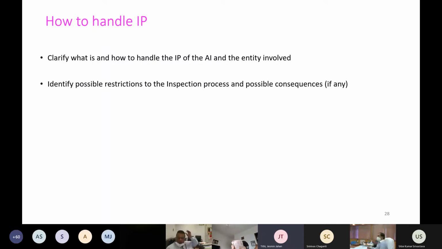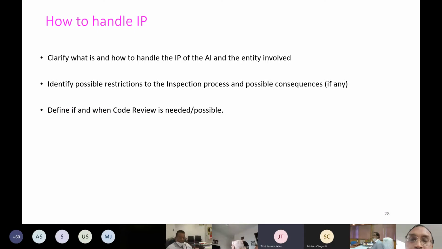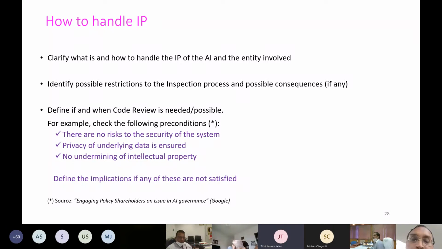We also need to identify possible restrictions due to the IP restriction and what the consequences of these restrictions are, whether we can do the inspection properly with those restrictions or not. Then we need to define if and when code review is possible or needed. And there we need to make sure that there is no risk to the security of the system, privacy of the underlying data is ensured, and also there is no undermining of intellectual property. And then we also need to define what the implications are if any of those are not satisfied.